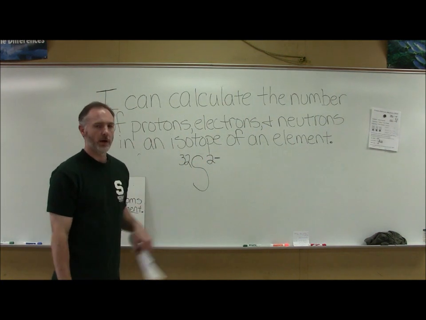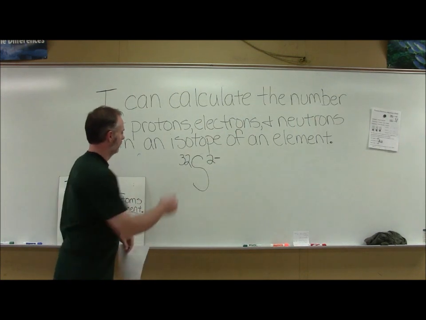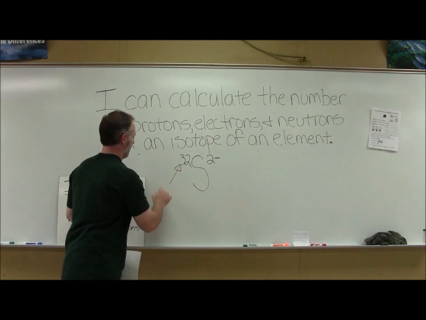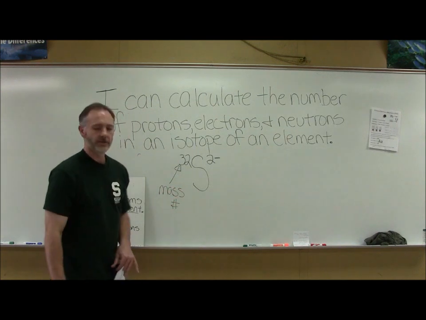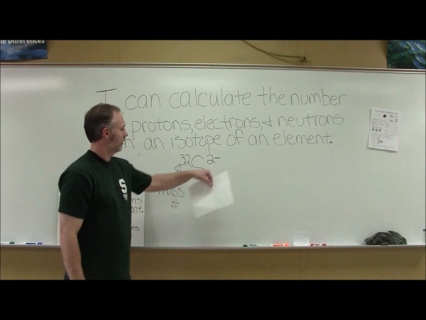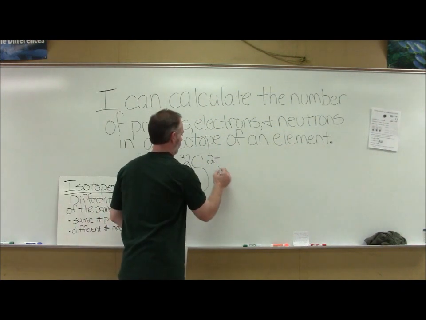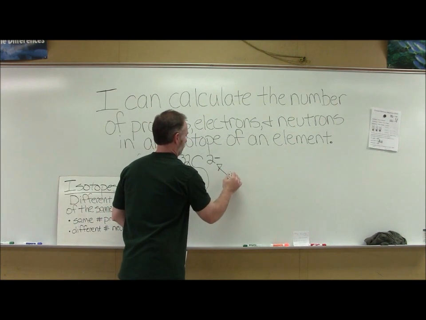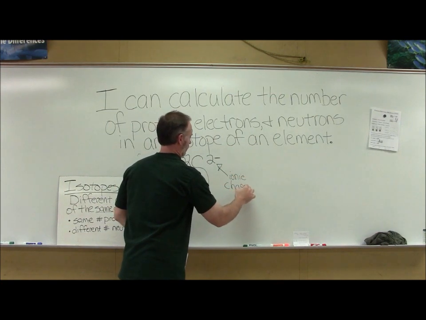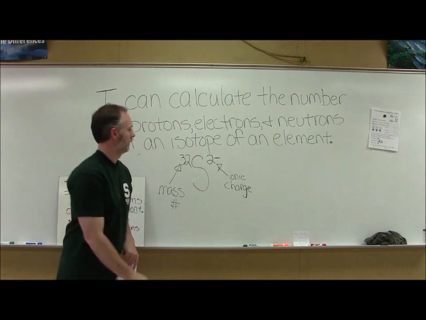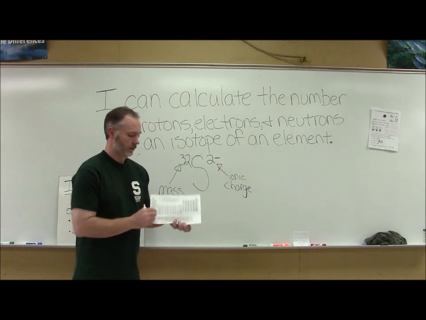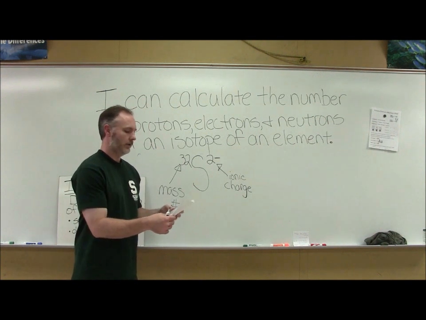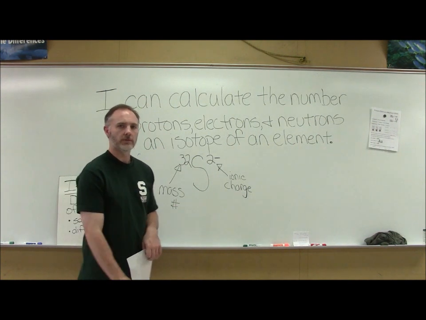So last thing we'll practice, here we have sulfur with a mass number of 32. And this time we're going to give it an ionic charge of -2. So first thing for protons, take a look at your periodic table. You'll see that sulfur has an atomic number of 16.